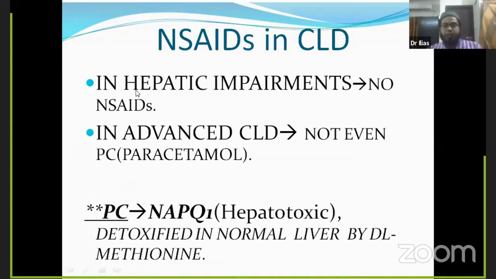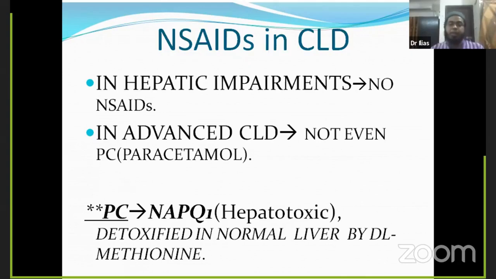Earlier I told you the NSAID might cause the hepatic problem. So in case of pre-existing hepatic problem, we should not prescribe the NSAID, better to avoid this kind of NSAID. And in case of advanced CLD, not even the paracetamol. In case of early CLD, we can prescribe the paracetamol that can be safely prescribed to the patient for pain. But in case of advanced CLD patient, we can't even prescribe the paracetamol.